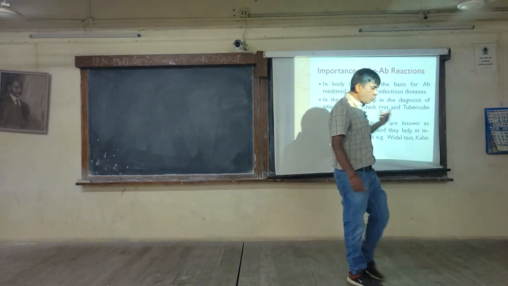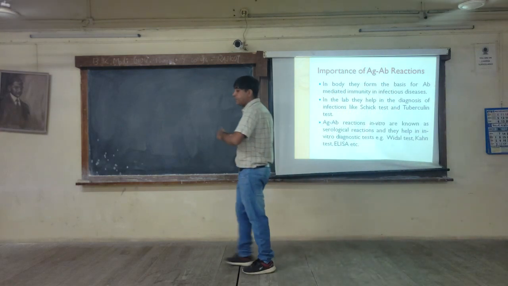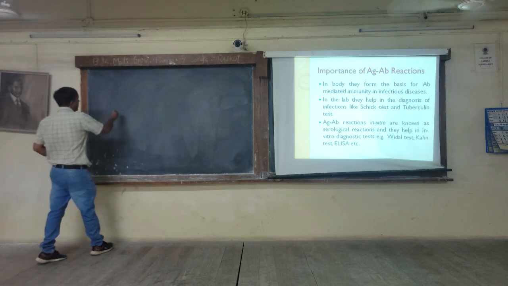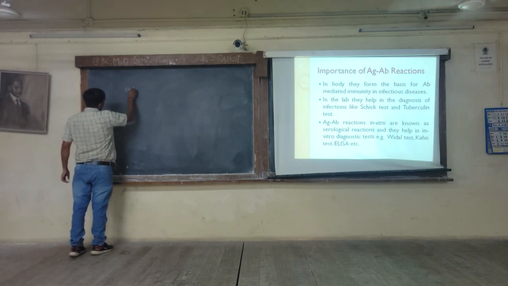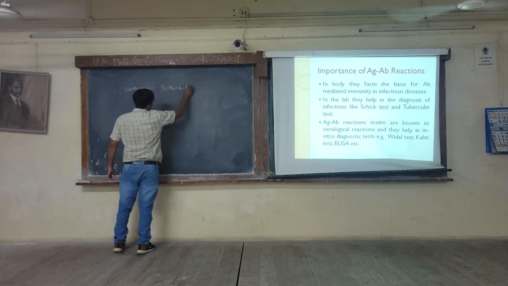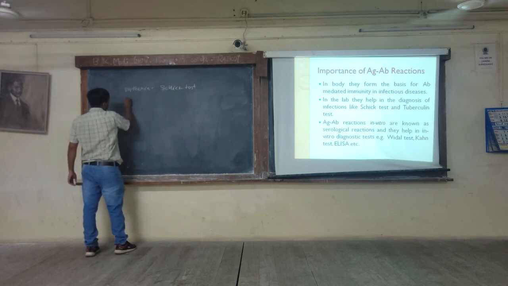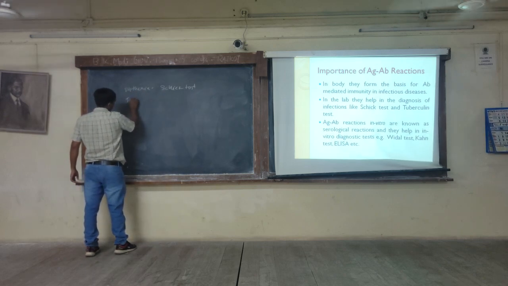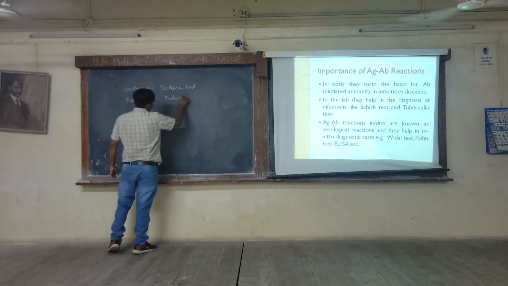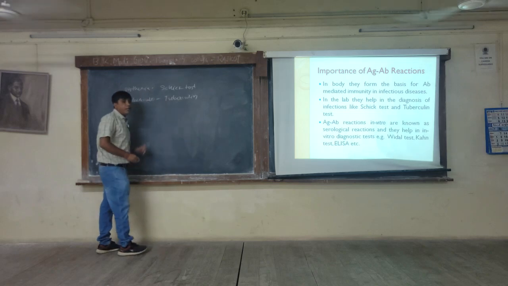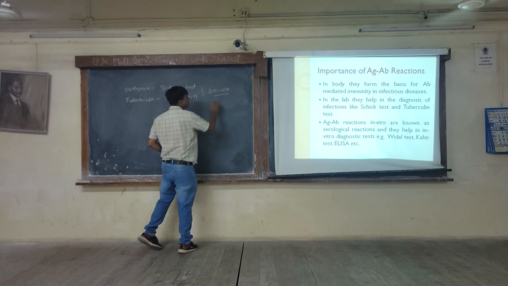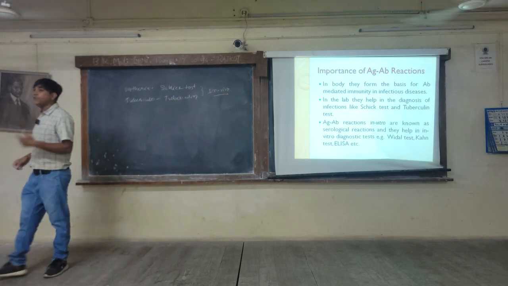So there are two types of antigen antibody reactions. When they are taking place in vivo, they are used for diagnosis of diseases like diphtheria and tuberculosis. The Schick test is used for diagnosis of diphtheria and tuberculosis is done by the tuberculin test. These two are in vivo diagnostic tests.